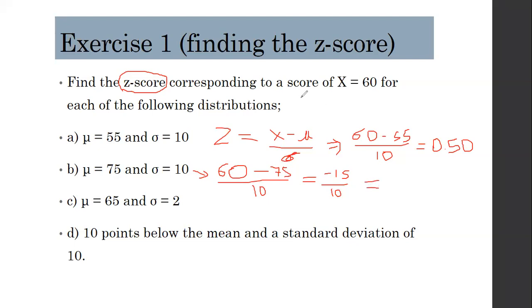So in a distribution, let's say you want to identify that mark on a distribution. Let's say 0, minus 1 and minus 2. The answer is -1.50, so the line is somewhere here. Okay, thank you.